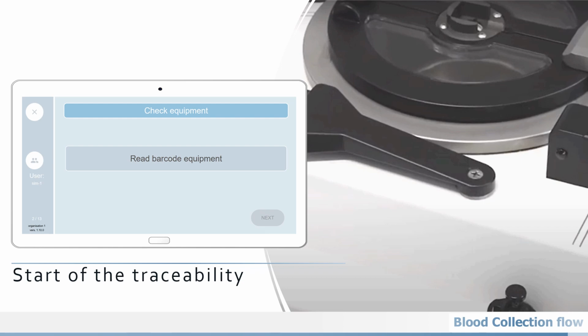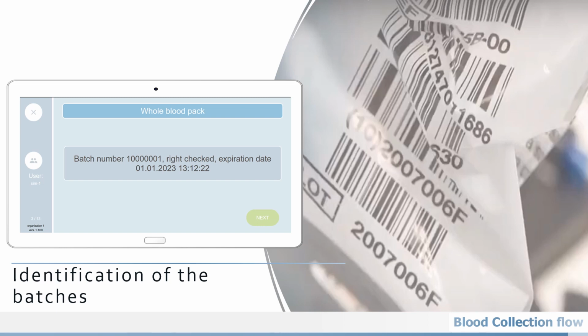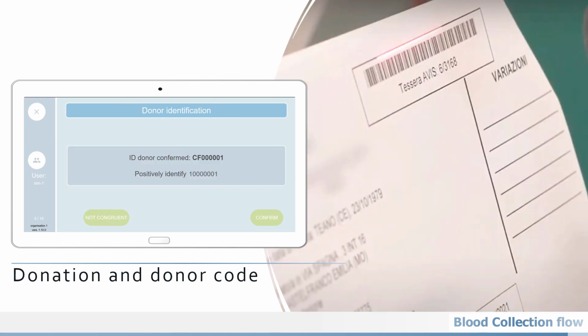The first step is the identification of the equipment. Once the procedure has been identified with the specific apheresis machine, defined actions will be completed. These can be seen in the next slides. Identification of the batches and the expiry dates. Identification of the solutions used in the process with the same expiry dates and batch specifics. Matching of the donation and donor code with the possibility of integration with the BMS.